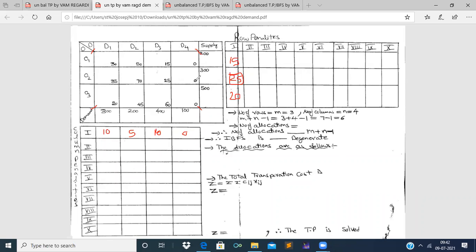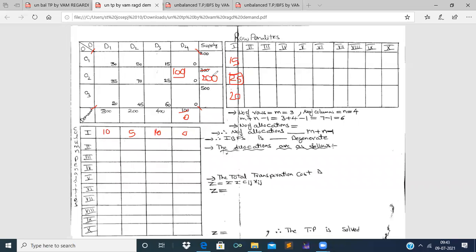So now we have to see the corresponding demand and corresponding supply. And now we have to allocate the least value among demand and supply. So the least value is 100, that is demand. We allocate 100 and make this 100 zero, and take out 100 from 300. We'll be left with 200 supply.